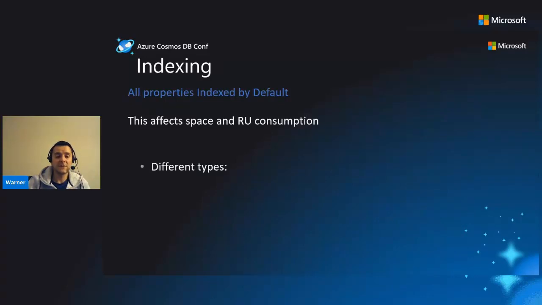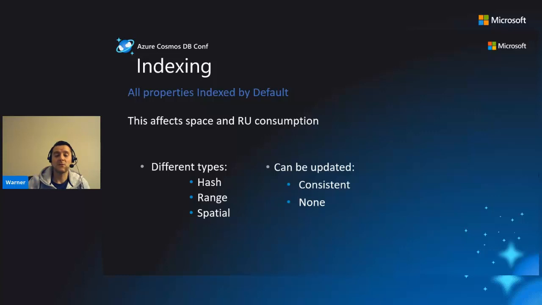There are different types of indexes as well. There's hash indexes, range indexes, spatial indexes. They can be updated in a consistent way. So as soon as you change the document or the collection, then the index updates. Or you can actually disable it and say you don't want it to update at all.